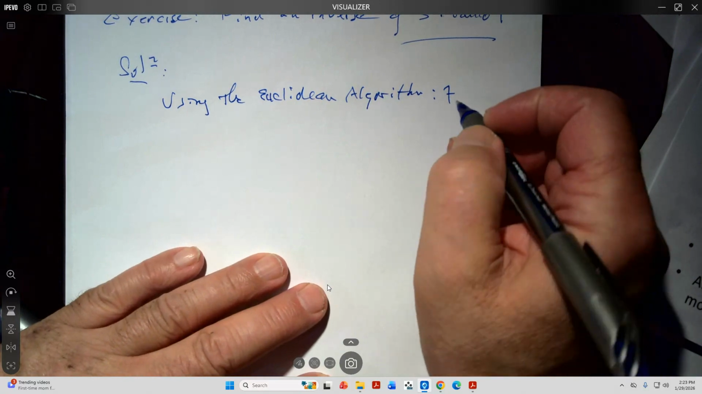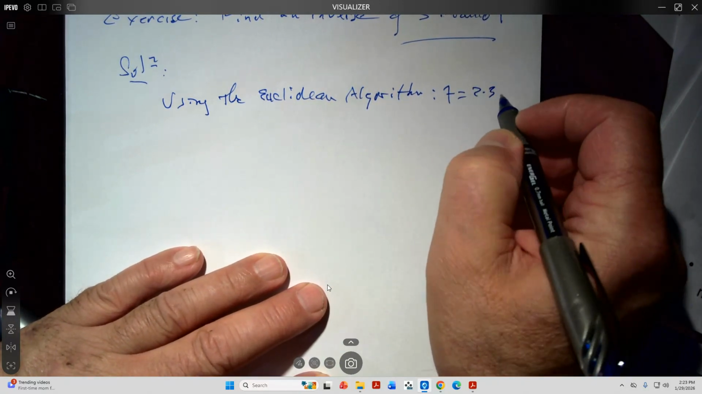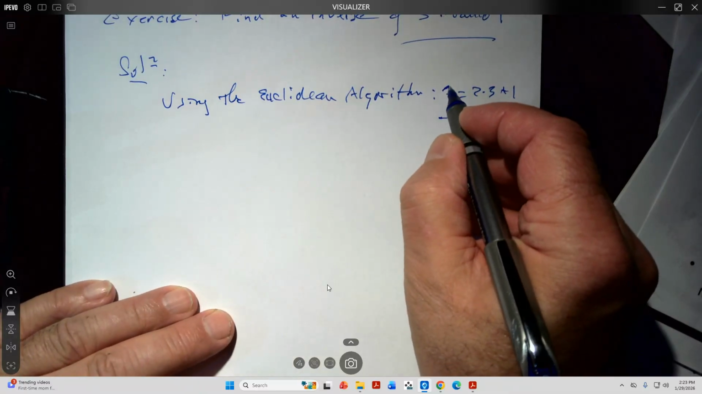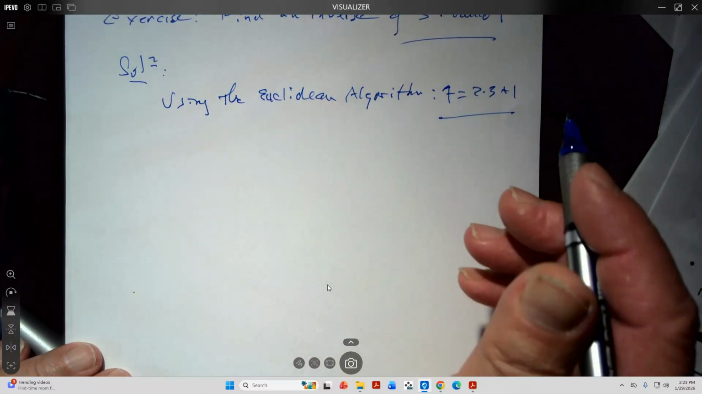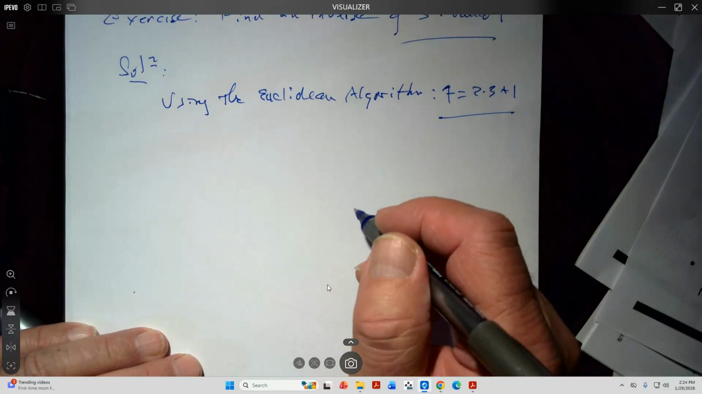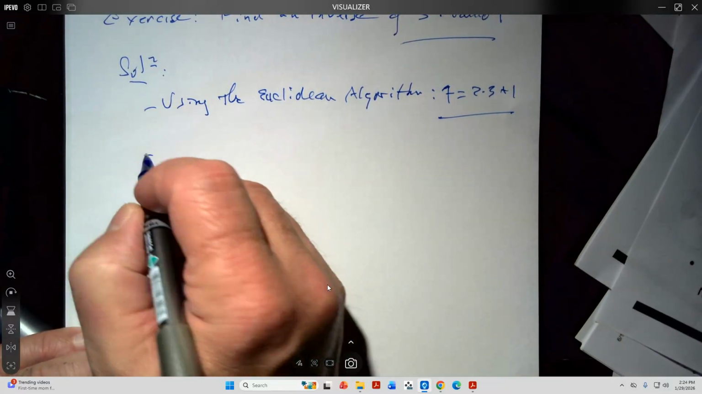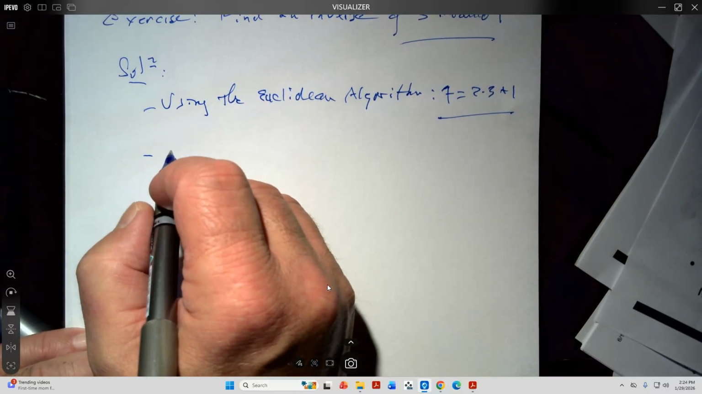7 equals 2 times 3 plus 1. That is, 7 equals 2 times 3, which is 6, plus 1. So that is from the Euclidean algorithm. You just accept that for now. You can do it; it's trivial to do.